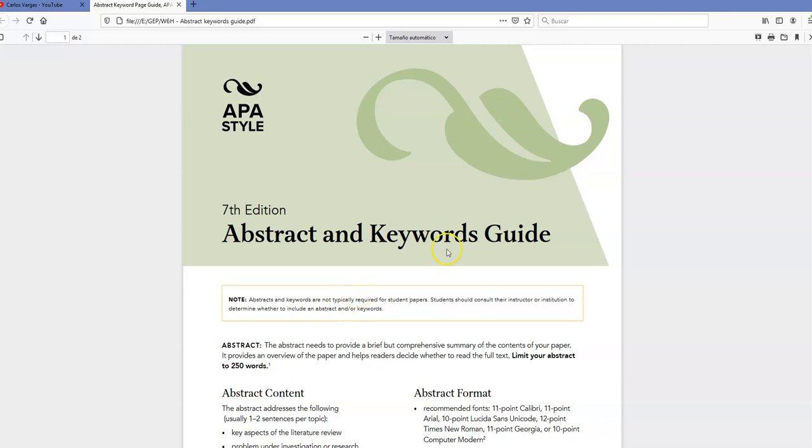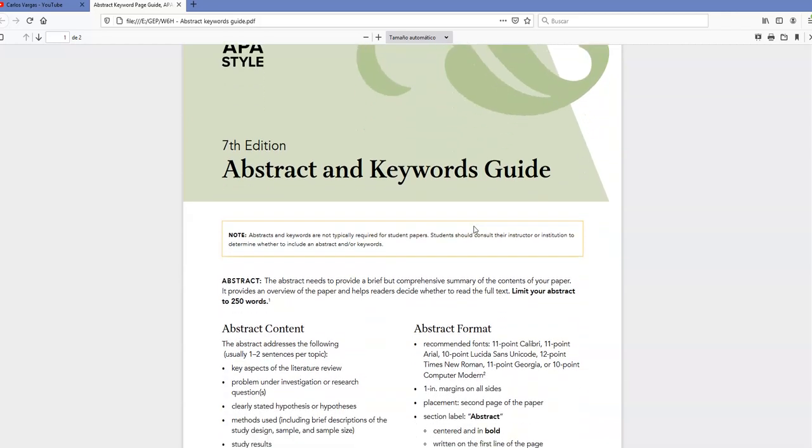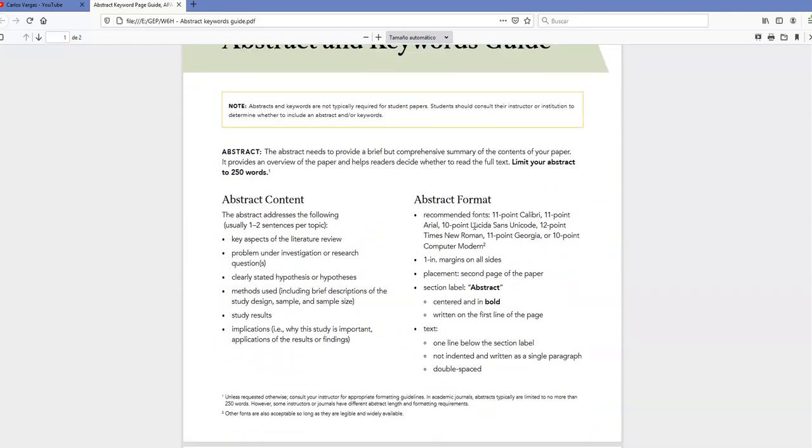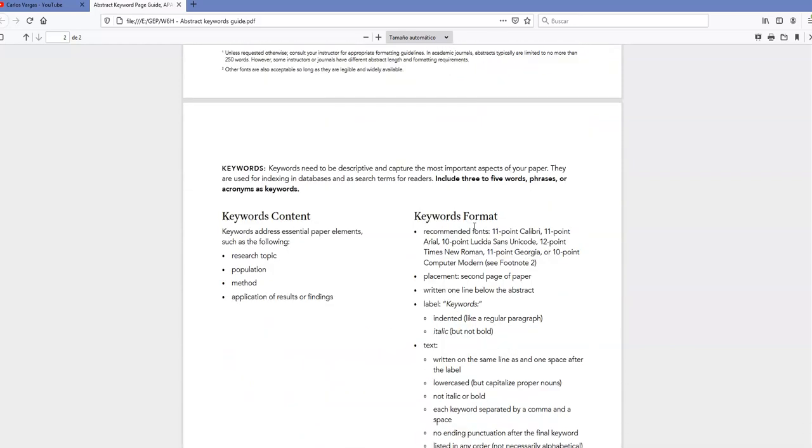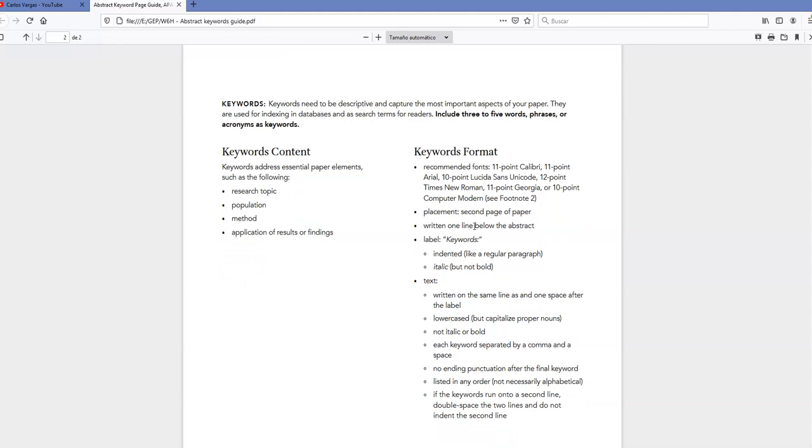Here's a handout that was given to you that I want you guys to read. The abstract content, the format, and then at the end it's telling you what are the keywords and what is the purpose of the keyword. All right? Make sure that you watch this out. You want to include 3 to 5 words, phrases, acronyms, or something as keywords along with your abstract.